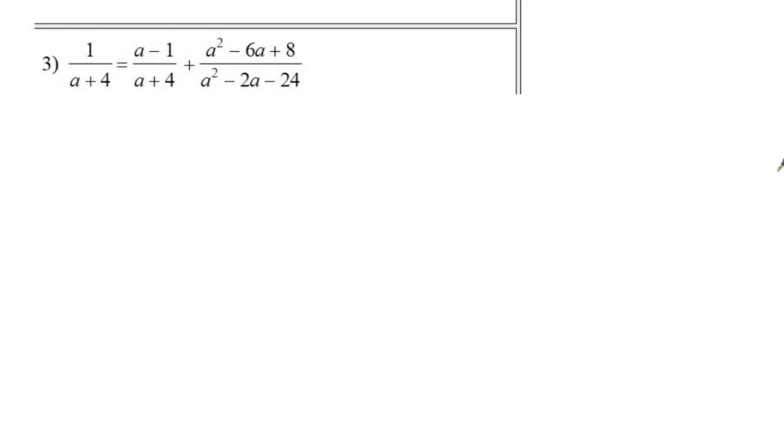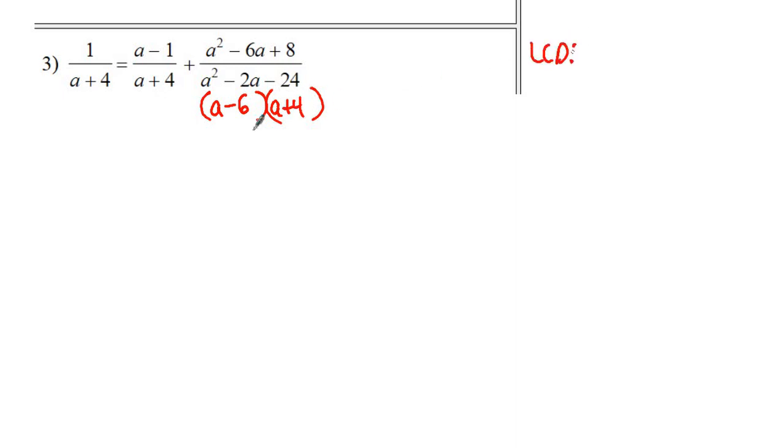Alright, so we'll finish number 3 right here, and it's the same method as the other two. We always start by seeing if there's anything we can factor, and we can factor this right here. What multiplies to negative 24 adds to negative 2? That would be a minus 6 times a plus 4.